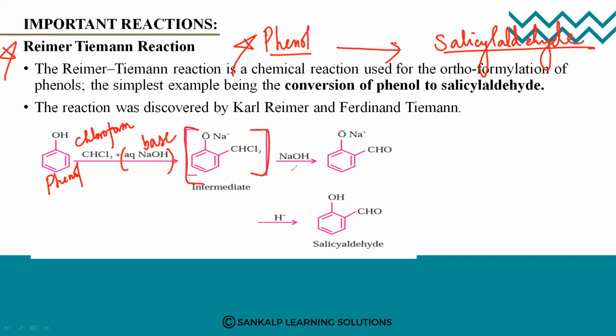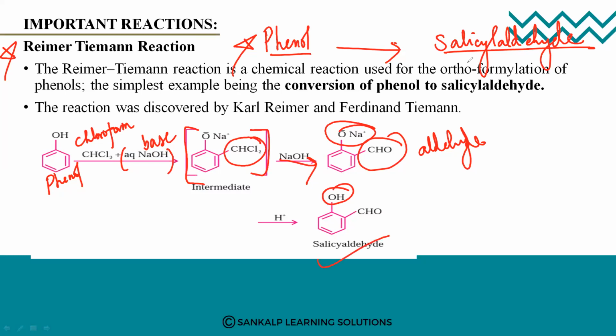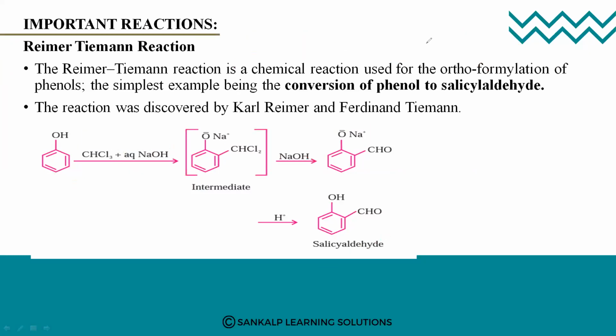This will further be treated again with a base like NaOH, and this CHCl2 is converted to CHO, that is an aldehyde group. Now what we have to do is add a proton. If you do protonation, this O minus Na plus, that is a phenoxide ion, will be converted to OH, that is salicylaldehyde. So this is the important reaction wherein we are converting phenol to salicylaldehyde.